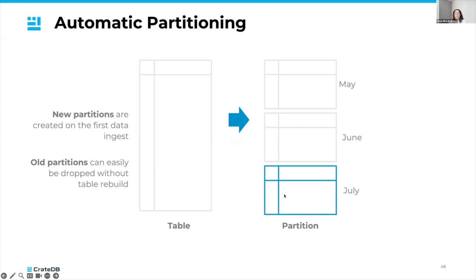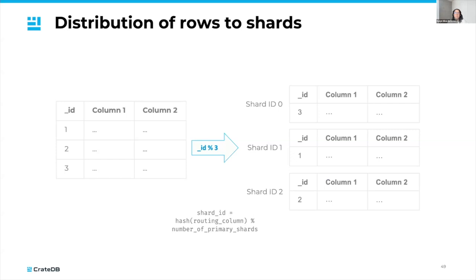Sounds great, that's for the partitions. So each partition has shards. So how is the data distributed among the shards? Okay, so basically, CrateDB calculates the distribution of data based on a hash function, which uses a routing column. By default, that routing column is an internal ID. You can see this ID here. But you can set your own routing column when defining the table. And also, if you define a primary key, the routing will use that primary key.